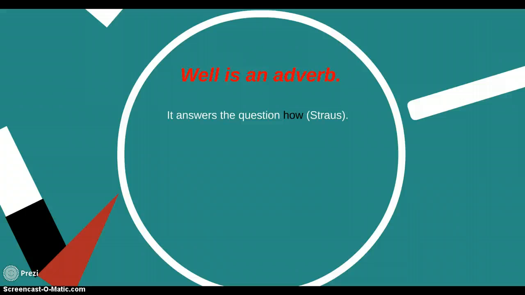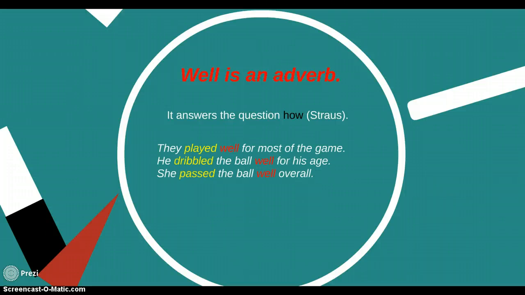Well, on the other hand, is an adverb. So it answers the question how. They played well for most of the game. So our verb is played, and well is the adverb that we're using to describe how they played. They played well. He dribbled the ball well for his age.